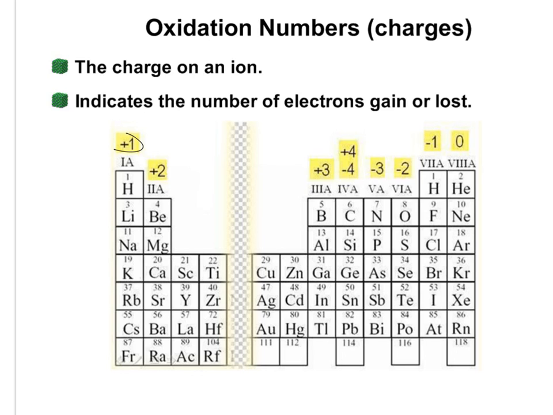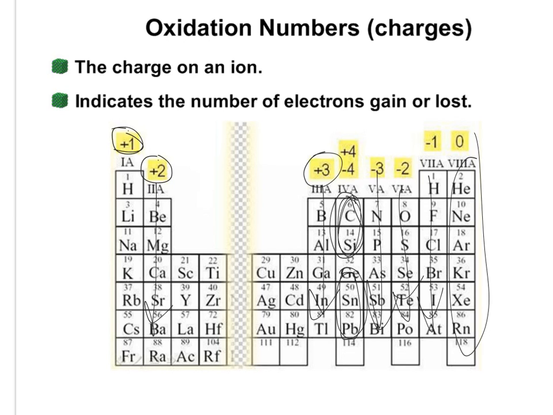So over here, it lost one electron. This whole group lost 2 electrons. This group's lost 3. Depending on where it is, these usually lose and these usually gain 4. This group gains 3, gains 2, gains 1, and is content for now.